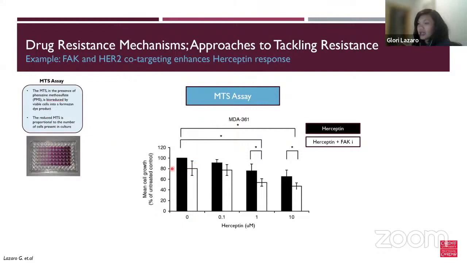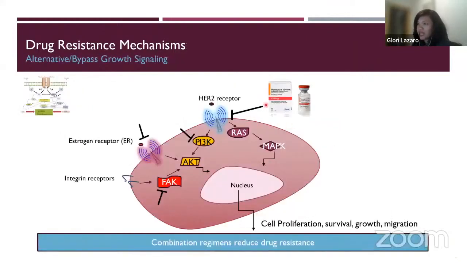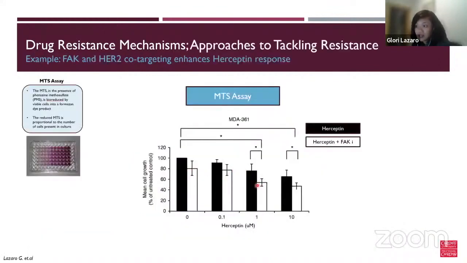And here are, again, MBA361. These are breast cancer cells that have the HER2 in their surface. And so here in black is the Herceptin alone. And we treat cells with increasing doses of the drug from 0, the control, to 10 micromolar Herceptin alone. What happens if you combine it with a FAC inhibitor? So you're combining this with this inhibitor, you actually enhance the response of Herceptin.